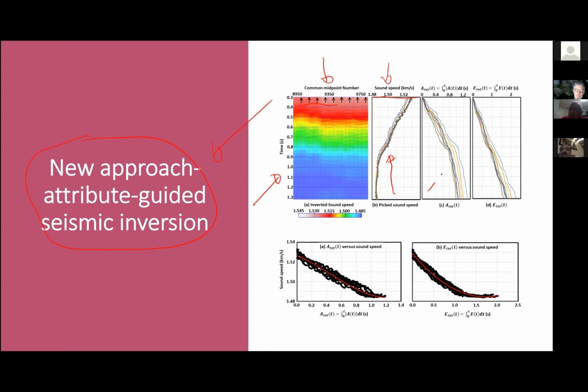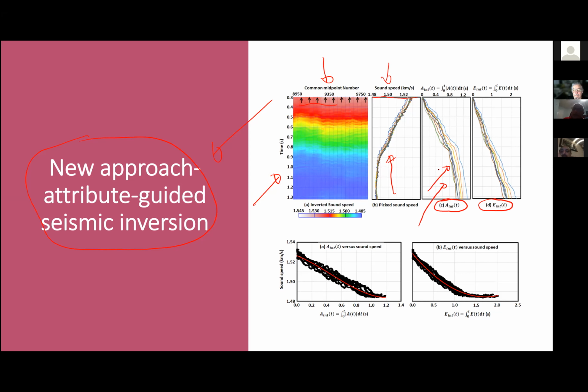And I picked 2 attributes. One is AINTT, and I'm going to discuss what they are. And another one I call E sub INTT. And these attributes I computed directly from the stack data, not even pre-stack, from the stack data.